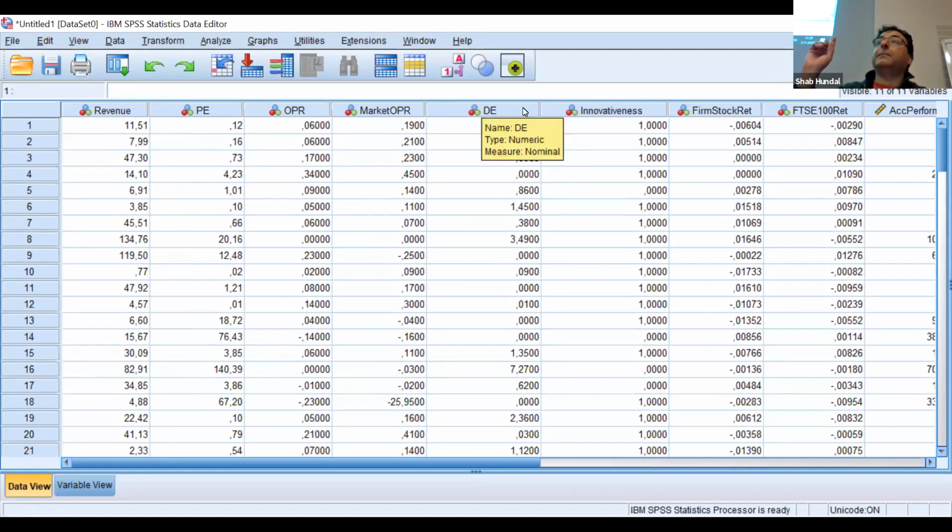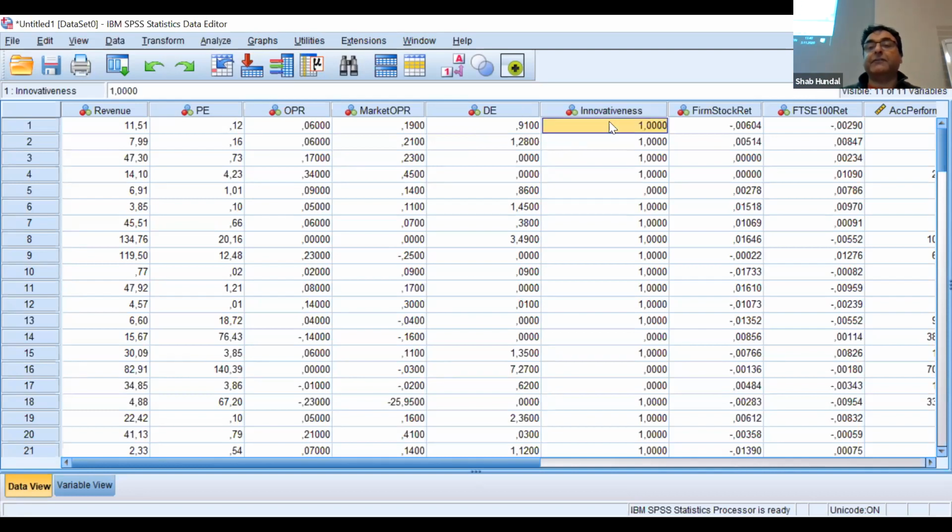In normal circumstances, in the Word file, for example, I would write DE ratio as D/E, but SPSS doesn't like these extra symbols. So I rather keep them, and we never have the space between the variables. For example, if I try to say market dot or space OPR, it will never like. So it should be one condensed.